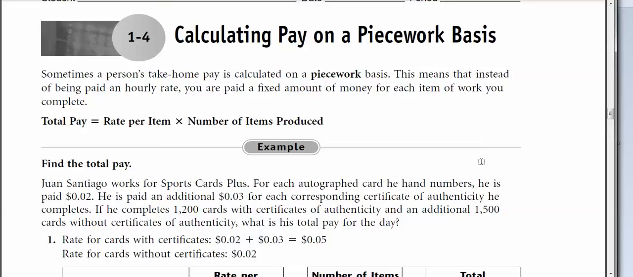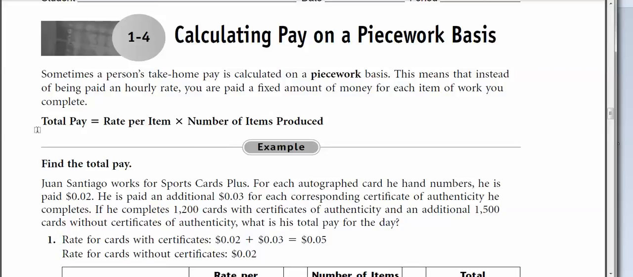That's why some jobs will advertise work from home, and you could make $2,000 a week. Well, that's only if you have superpowers and can stuff envelopes unbelievably fast. So it's not very realistic. Okay, but anyway, piecework.